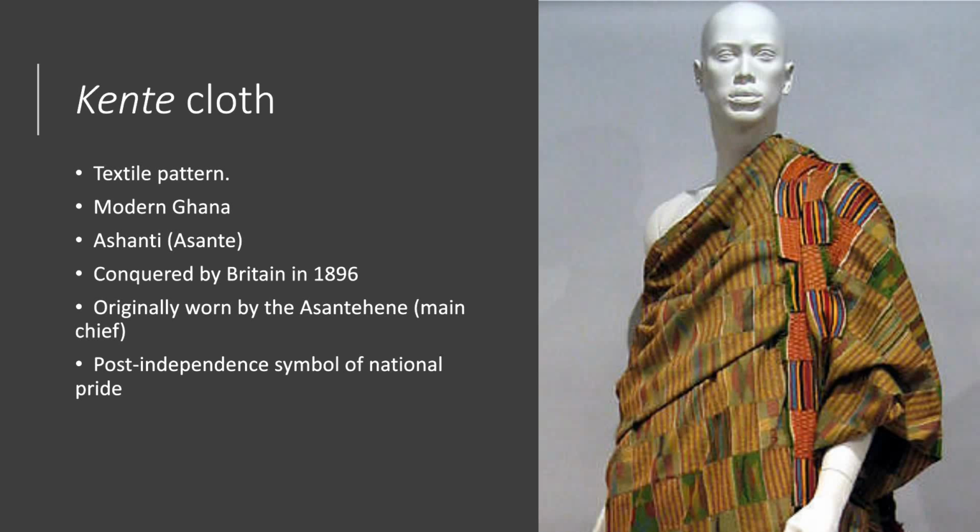It is found in modern Ghana, an area which used to be ruled by the powerful Akan states. It was defeated by Britain in 1896. Originally, kente cloth was worn by the Asantehene, the main chief of the tribe. After independence, it became a symbol of national pride, as well as one of their many art forms that were recognized nationally.